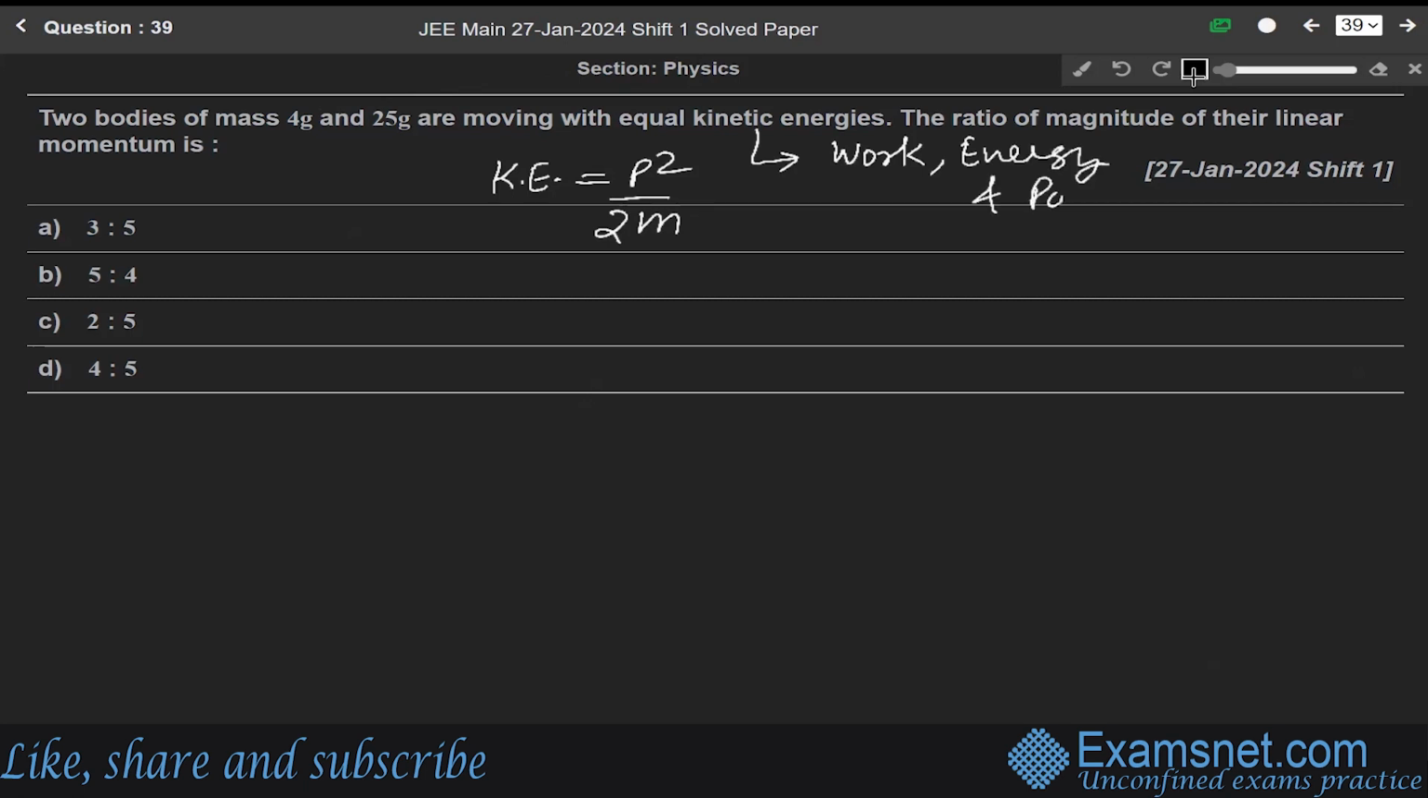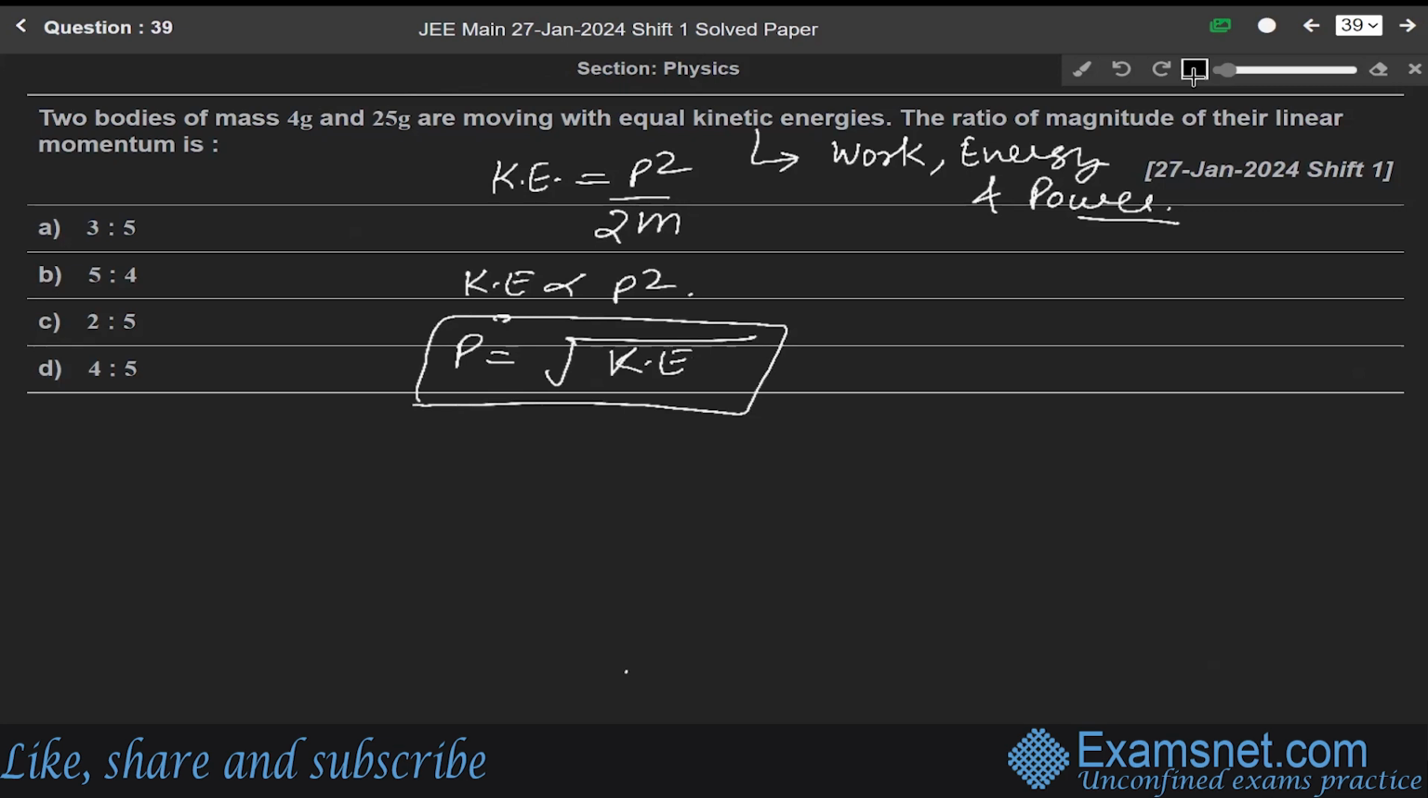Energy and power. Kinetic energy equals P square by 2m, which means kinetic energy is directly proportional to P square, so P equals the square root of kinetic energy. Kinetic energy equals P square by 2m, so P square equals 2m into kinetic energy.